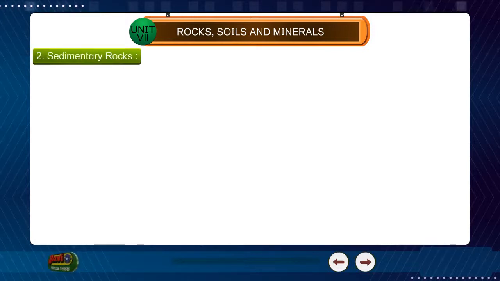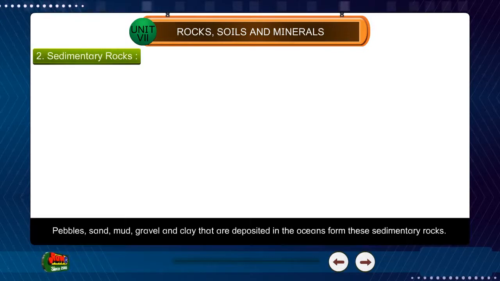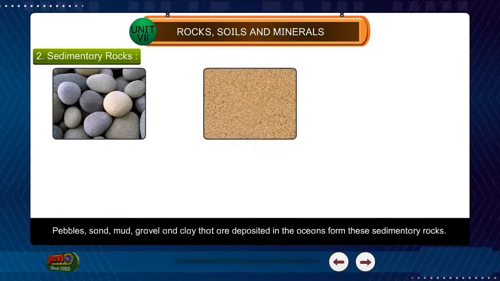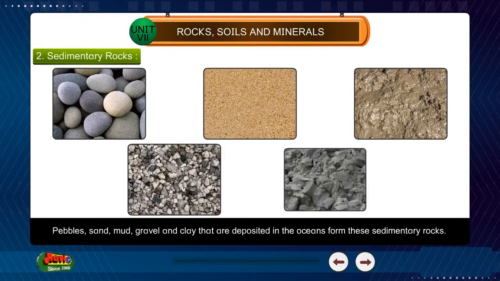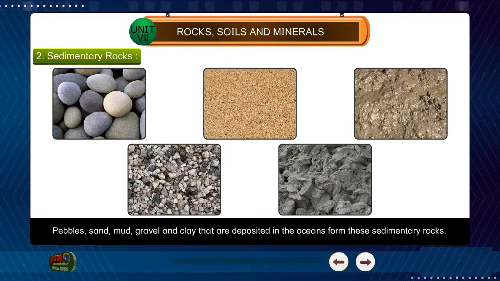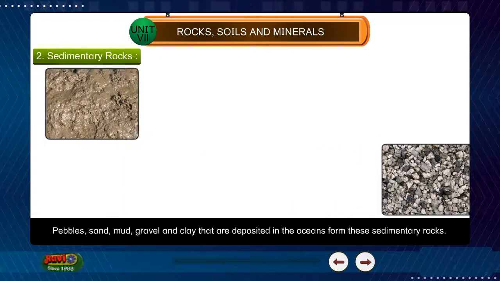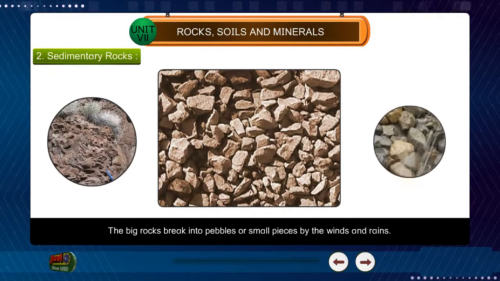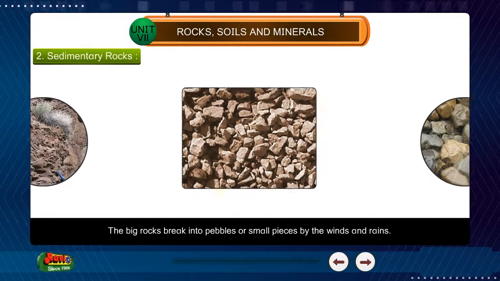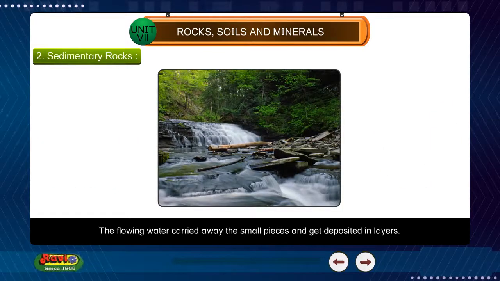2. Sedimentary rocks. Pebbles, sand, mud, gravel and clay that are deposited in the oceans form these sedimentary rocks. The big rocks break into pebbles or small pieces by the winds and rains. The flowing water carries away the small pieces and they get deposited in layers.